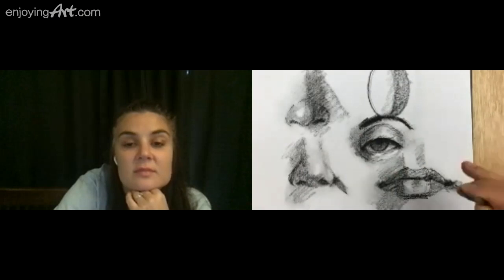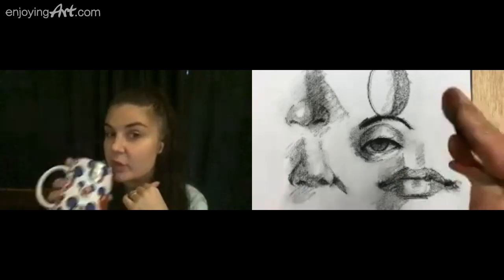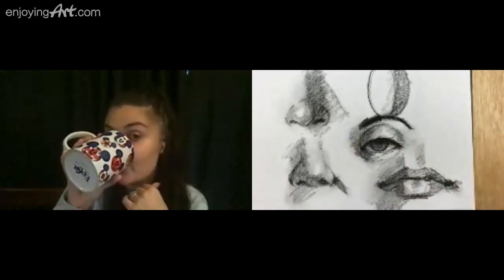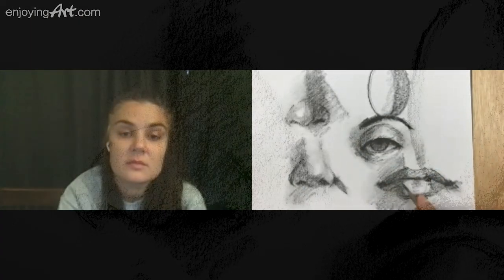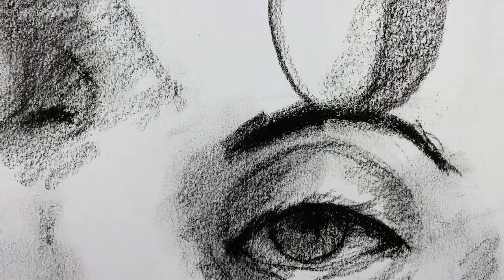The first part that we have to do in our project is to study the nose, the eye, the mouth, and the next part, we're going to learn how to put all this together. I think this is going to be a great project for everyone.